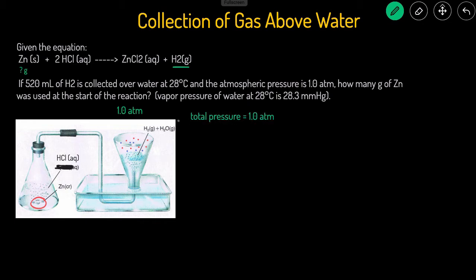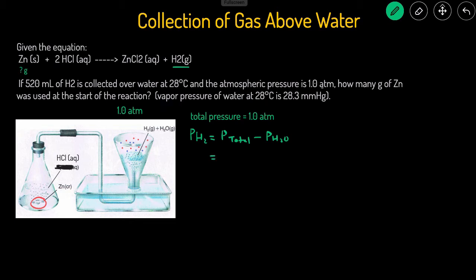The way that we're going to approach this is we're going to figure out the moles of H2 and then use stoichiometry to convert that to moles of zinc and then to grams of zinc. But to figure out the moles of H2, we first have to figure out just the pressure of H2. We don't want the total pressure, we want the partial pressure of H2. So the way to get the partial pressure of H2 is to take the total pressure and subtract the pressure of the H2O. In this problem, we're given that the pressure of H2O is 28.3 millimeters of mercury.